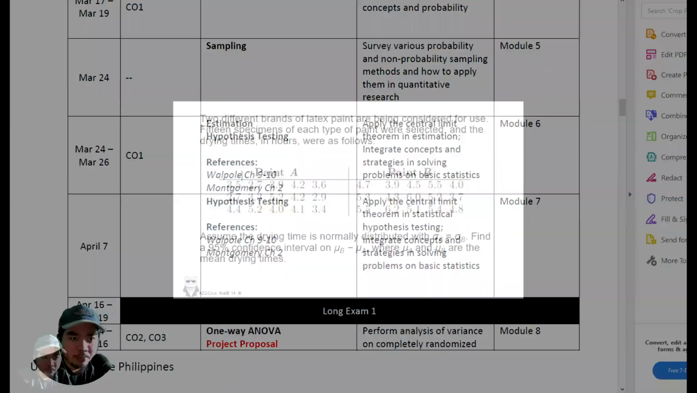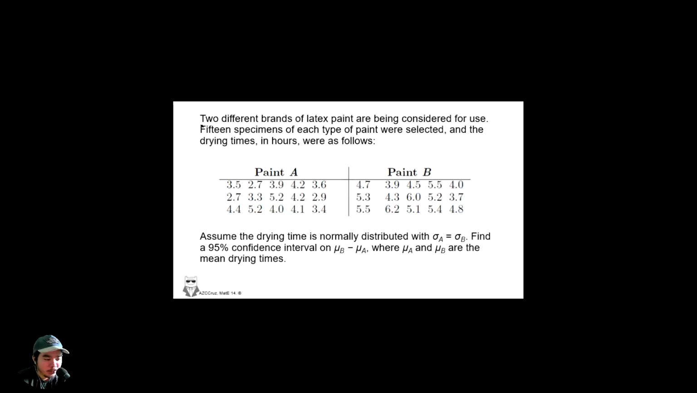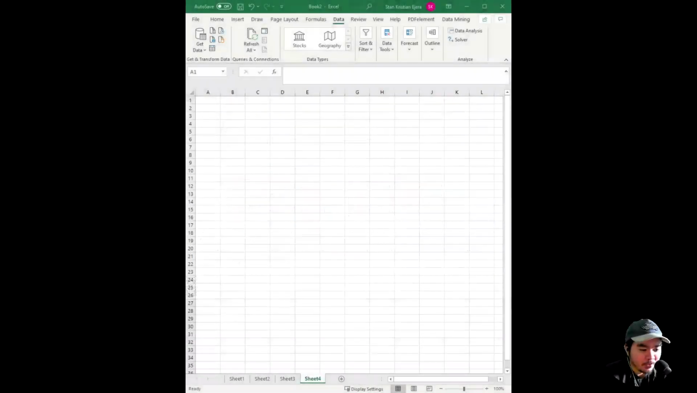So, copy natin yung data, no? And unfortunately, yung data na to is hindi siya naka-table, PDF kasi to. So copyin ko na lang. Tapos if may nakita kayong maling input ko, class, pakisabi na lang, no. 3.6, 0.7, 3.3, 5.2, 4.2, 2.9, 4.4, sorry, 5.2, 4, 4.1, 3.4. Okay?